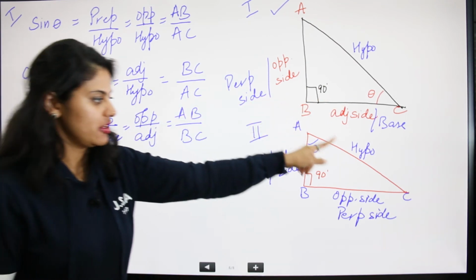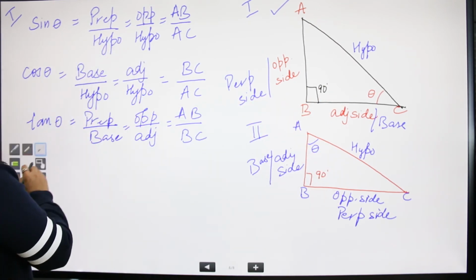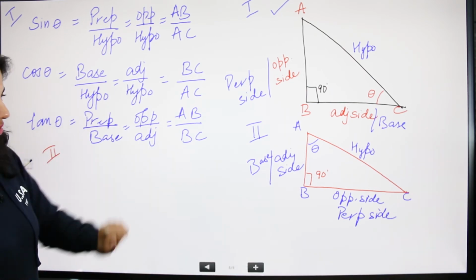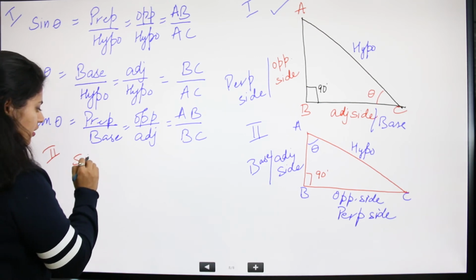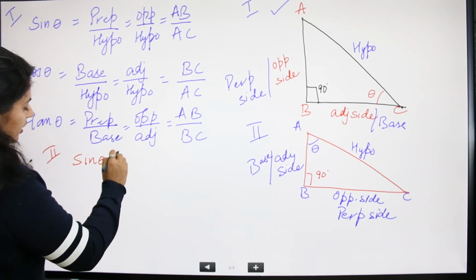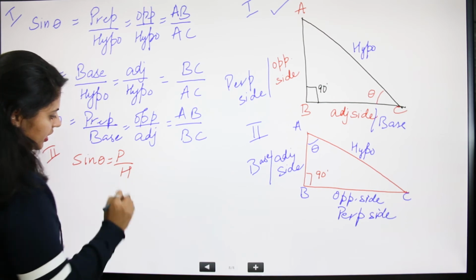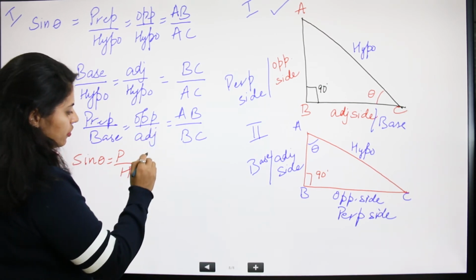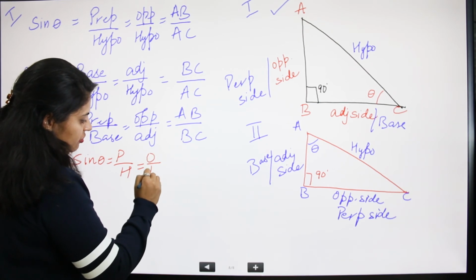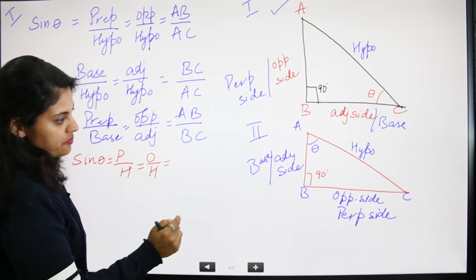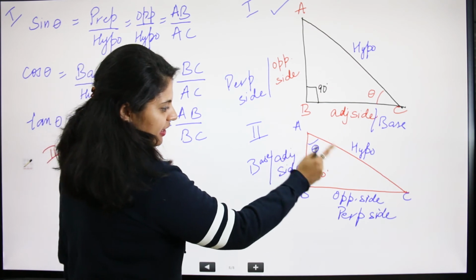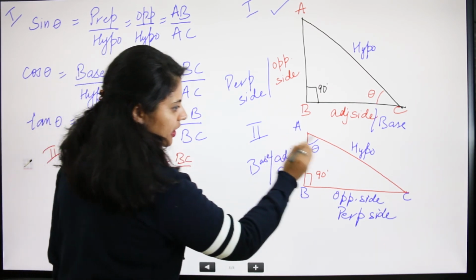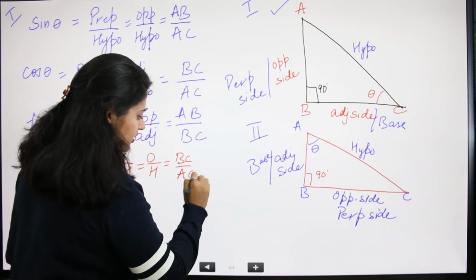Okay. Now for this figure, if we talk about figure number 2, what will be our sine theta? Sine theta again will be P over H, which is perpendicular over hypotenuse, in short form, or you can also write O over H, where H is the longest side. So for this one, this is the angle theta, this is the opposite side. So you're going to write BC divided by AC. AC is the longest side.